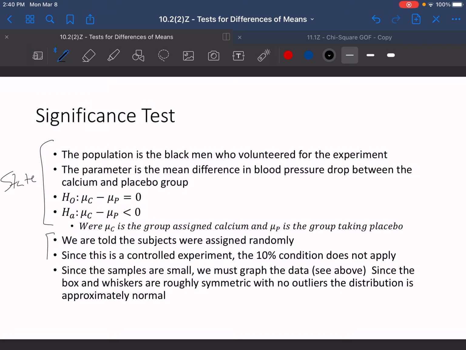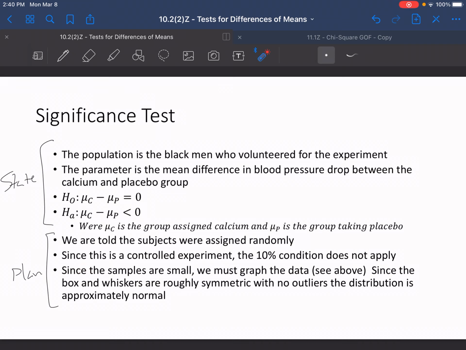Okay, from there, we need to perform our plan portion of this, and so we are told that the subjects were randomly assigned to each group. So even though the subjects volunteered for the experiment, they were still randomly assigned to their appropriate groups, so that's still considered to be random. Since this is a controlled experiment, the 10% condition does not apply, so since it's an experiment, we don't need to worry about whether or not those 21 men are less than 10% of the population.